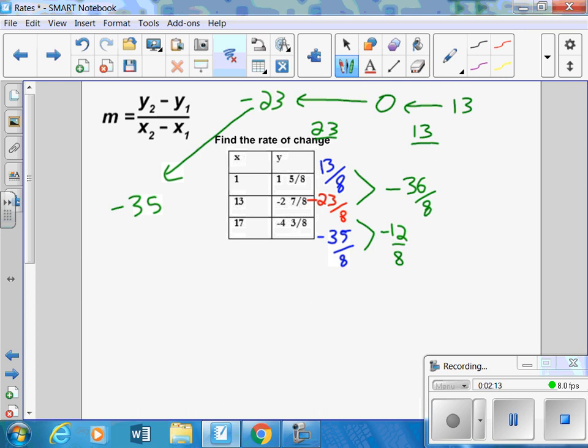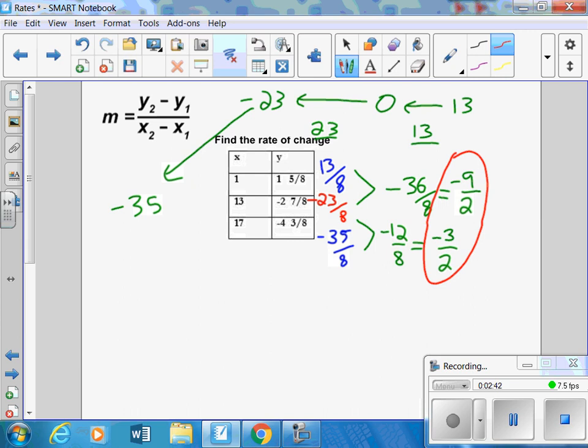I actually think both fractions can be reduced. I would like to keep the denominators the same if I can. And I believe if we divide 4 into 36 and 4 into 8, we get negative 9 over 2. And if we divide negative 12 and 8 by 4, I know 4 goes into both of those, it would be negative 3 over 2. Okay? So here we have the change in y right here.